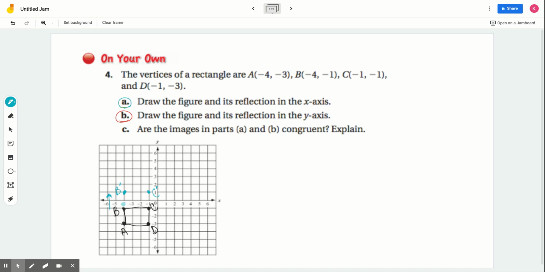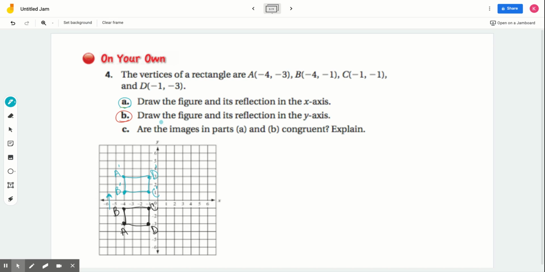Now, A is at -4 and 1, 2, 3 spots away. So -4, 1, 2, 3 will be A prime. And then D was at -1, -3, so 3 spots away. So starting at -1, 1, 2, 3 across that x-axis, this will be D prime. So this rectangle satisfies part A. It is the reflection in the x-axis.